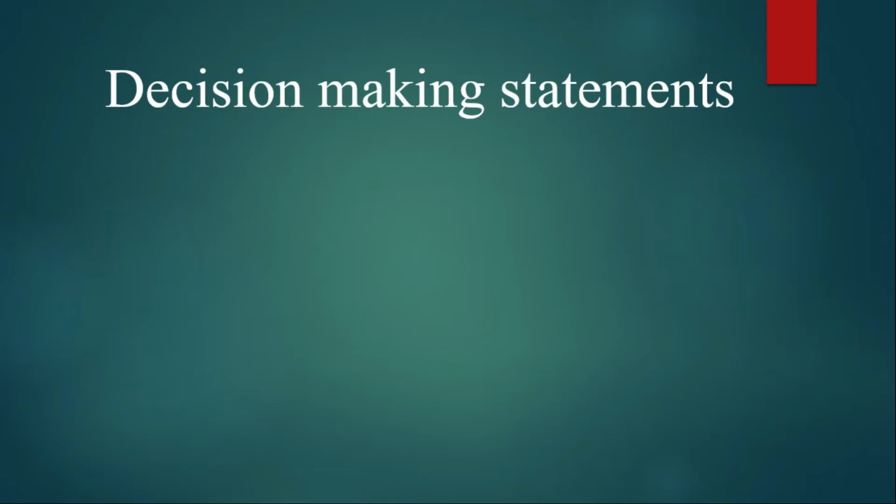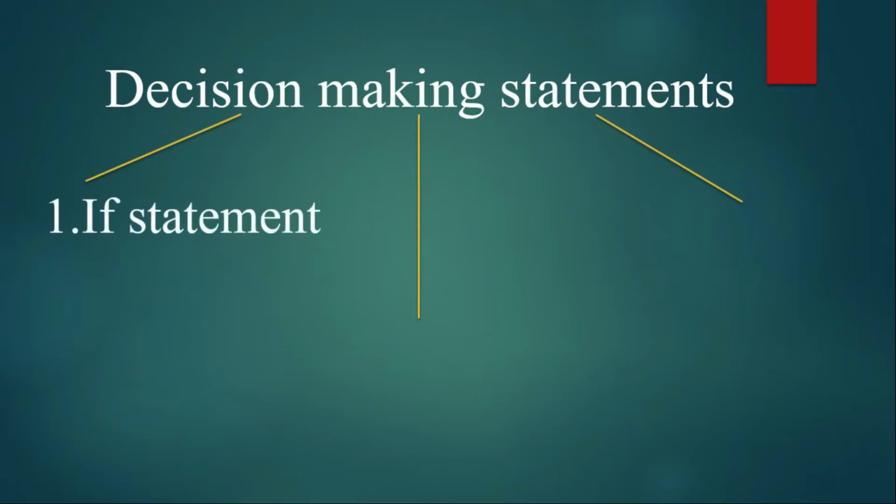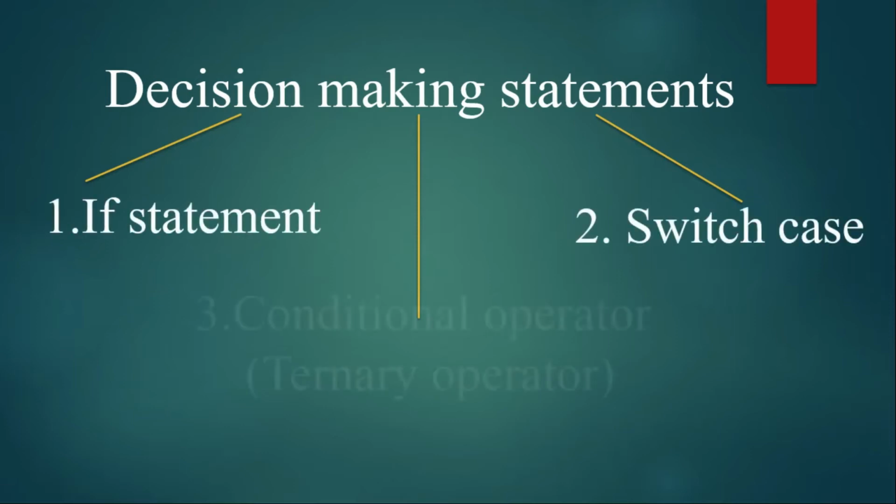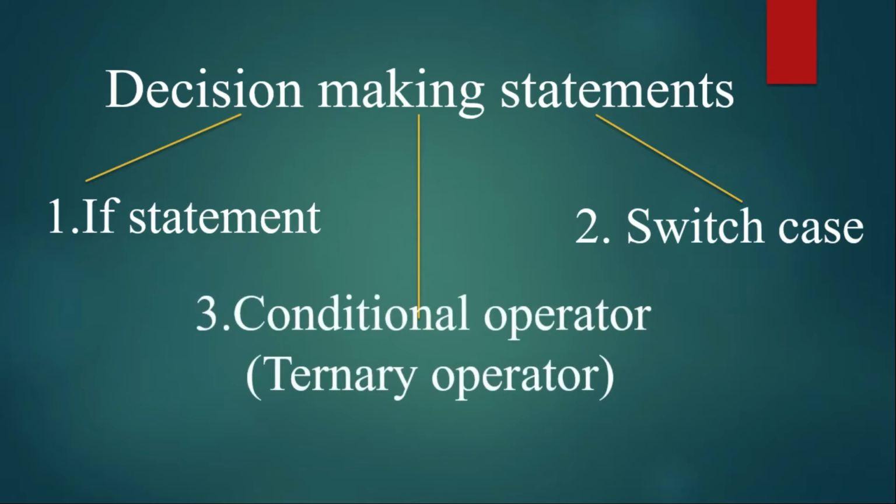Decision-making statements are useful when we have to make a decision based on checking a condition. So if the condition is true, we might execute one set of statements, and if the condition is false, we might execute a different set of statements. In Java, we have three types of decision statements: if statement, switch case statement, and conditional operator or ternary operator. In this module, we will be discussing more about the if statement.